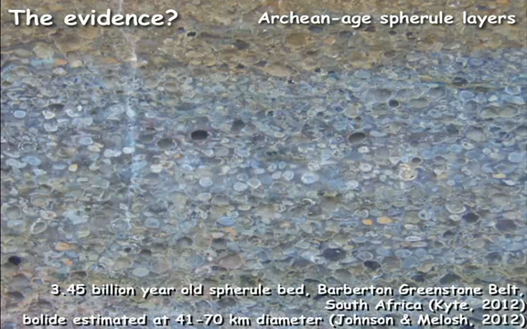And one of those dealt with evidence of Archean spherules that we see. These are the ejecta from large bolides, and Johnson and Melosh used the spherules to model the bolides and came up with a range of sizes. This particular bed yielded a bolide of 41 to 70 kilometers in diameter.